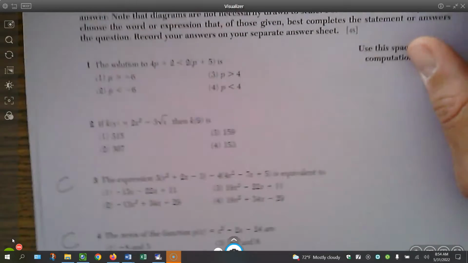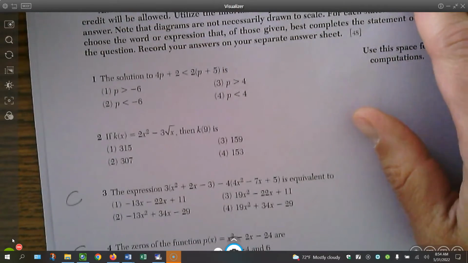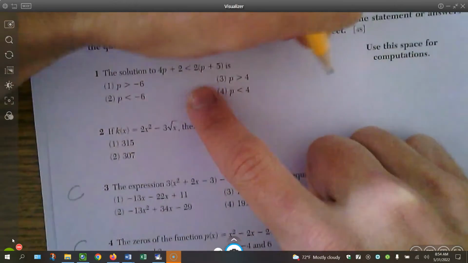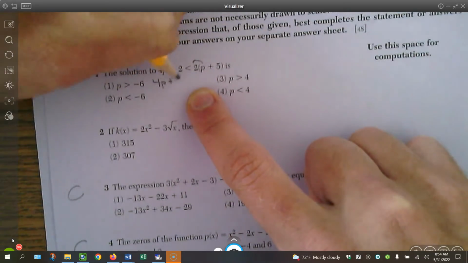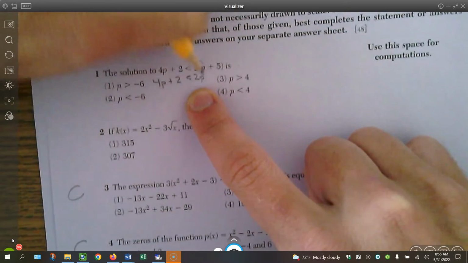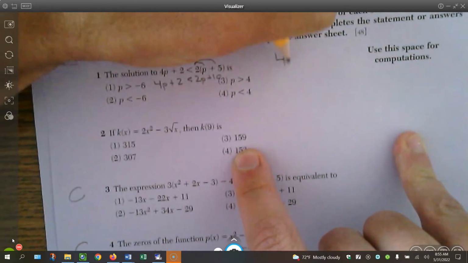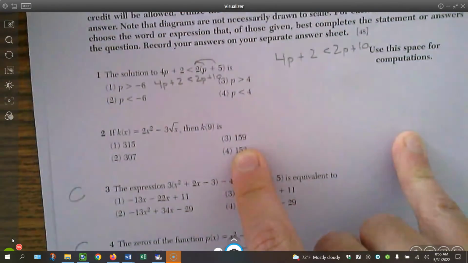I'm going to make a video going through the first section of the multiple choice questions here. For question number one, you have an inequality. It's going to involve some distribution. So you distribute here: 4p plus 2 is less than 2p plus 10.